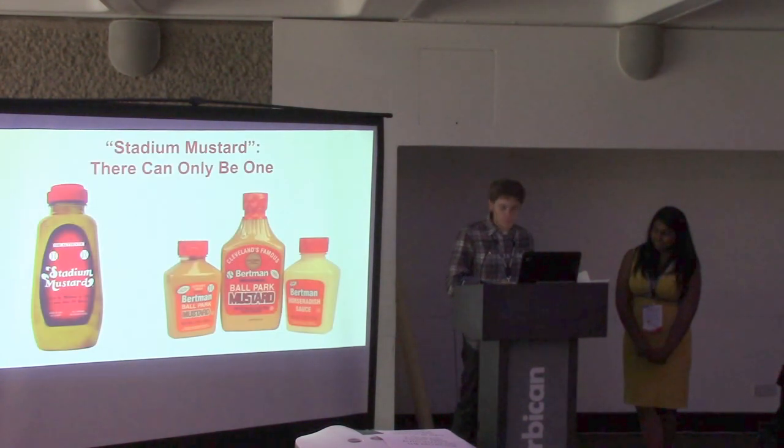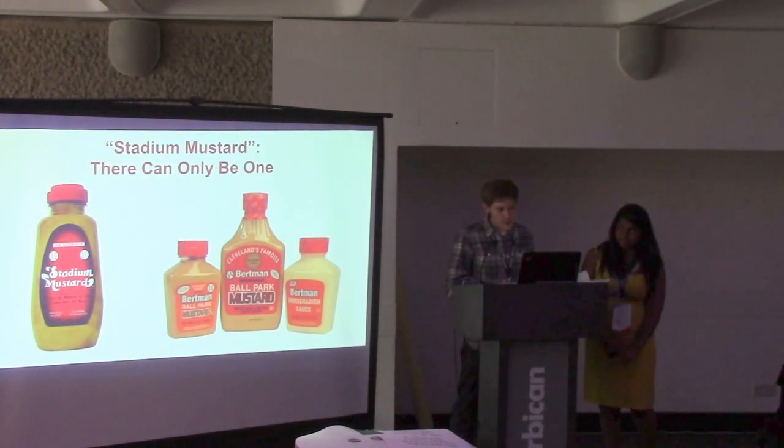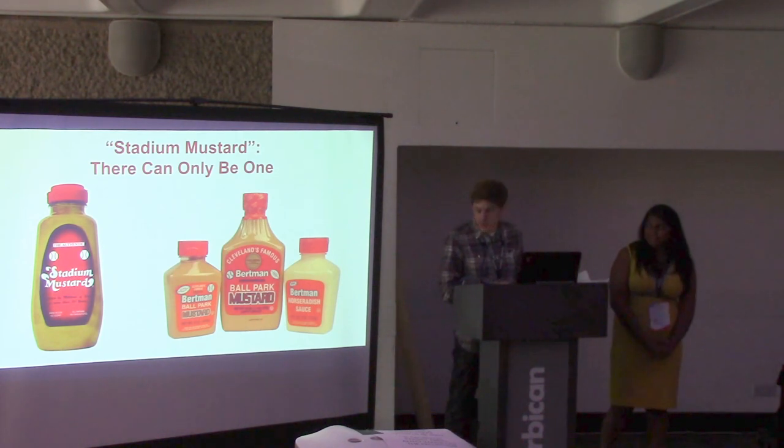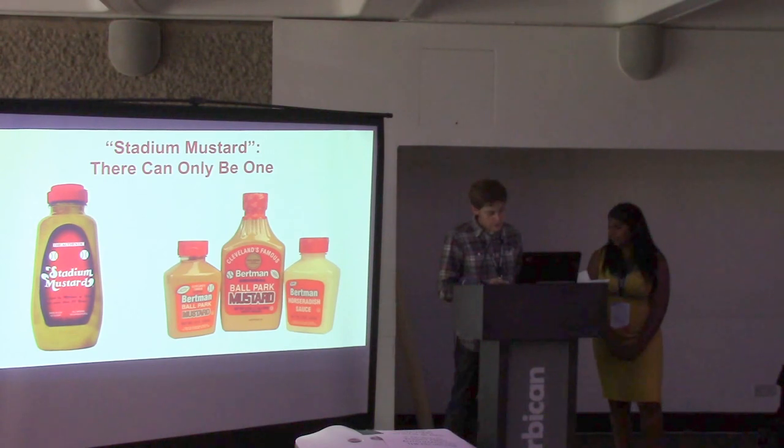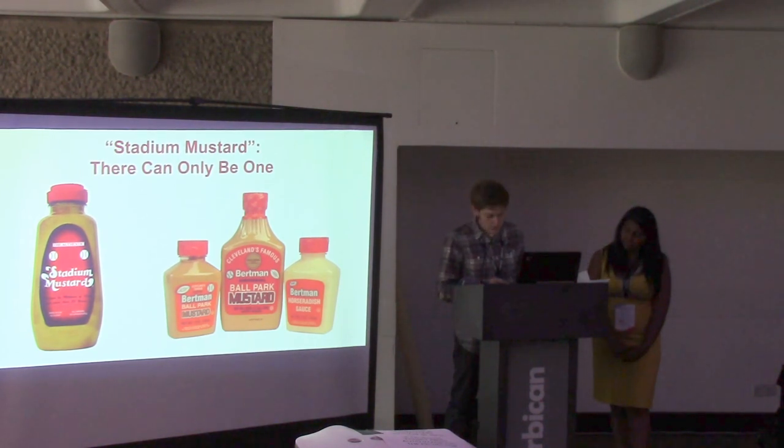So one of the first we received is a very controversial topic on Wikipedia, stadium mustard. We received a takedown notice from the Davis Food Company, as part of an evolving dispute between the Davis Food Company and Joe Bateman Foods, Inc. over the Wikipedia page, Stadium Mustard.